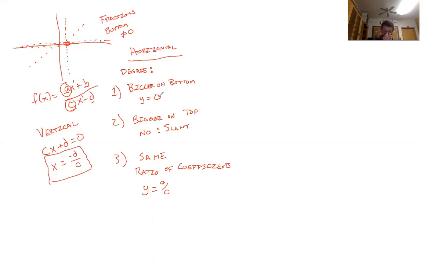Okay, so let's go through a couple examples. The first one, f of x equals -4 over x minus 3. We have to graph that. We have to get the vertical, we have to get the horizontal, and we have to get the graph. So let's do the vertical first.